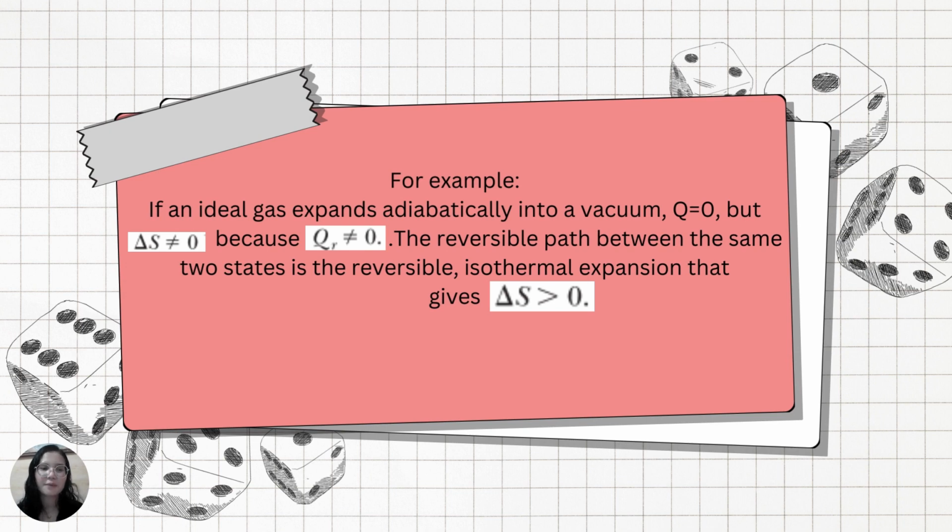For example, if an ideal gas expands adiabatically into a vacuum, Q is equal to zero. But the change in entropy cannot equal zero because QR cannot equal zero. The reversible path between the same two states is a reversible isothermal expansion, which gives a change in entropy greater than zero.